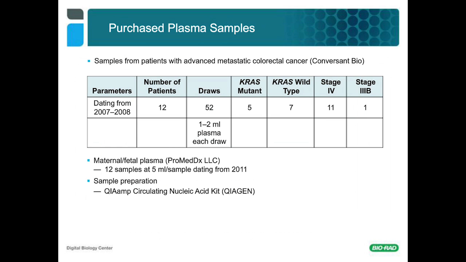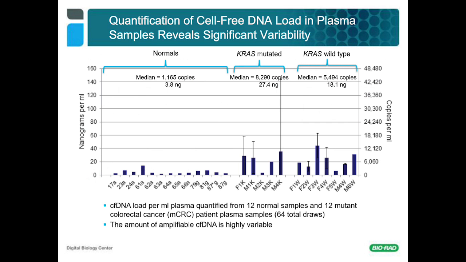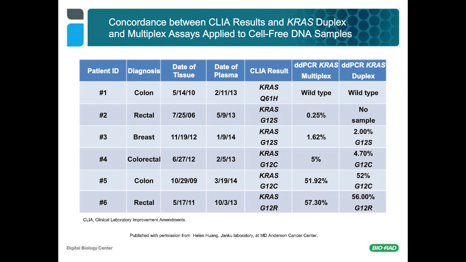For in-house testing of the KRAS screening multiplex, we purchased plasma samples from Conversant Bio, representing 12 patients and 52 draws, with 5 patients testing KRAS positive by CLIA tissue testing at diagnosis. We also purchased normal samples from ProMed DX, representing 12 pregnant patient samples. We used the QIAGEN circulating nucleic acid kit to process these samples.